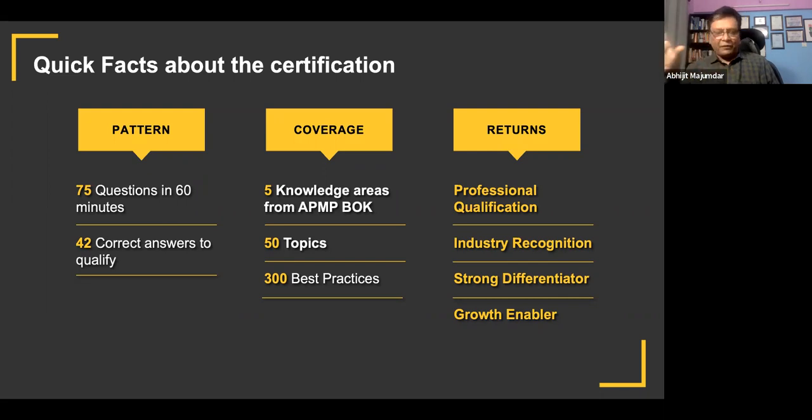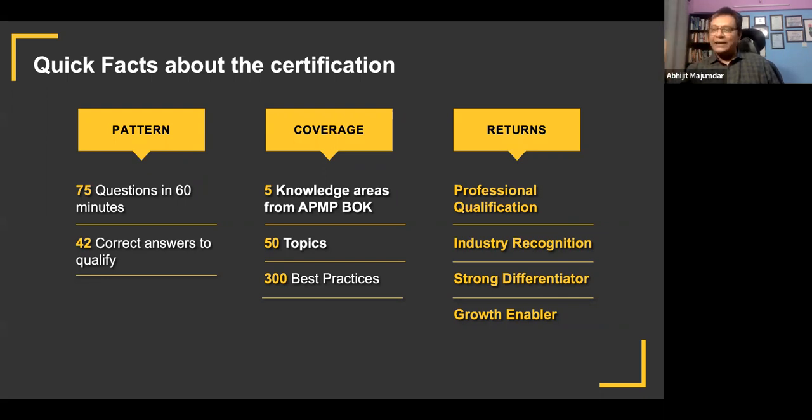Now they are from different industries. If you include the sales enablement, the proposal managers, the sales support, the pre-sales, it may go to 15 lakhs. Now, in these 15 lakh professionals who are in the industry, how do you differentiate yourself? How do you stand apart? APMP certification helps you to get that recognition, get that differentiation.